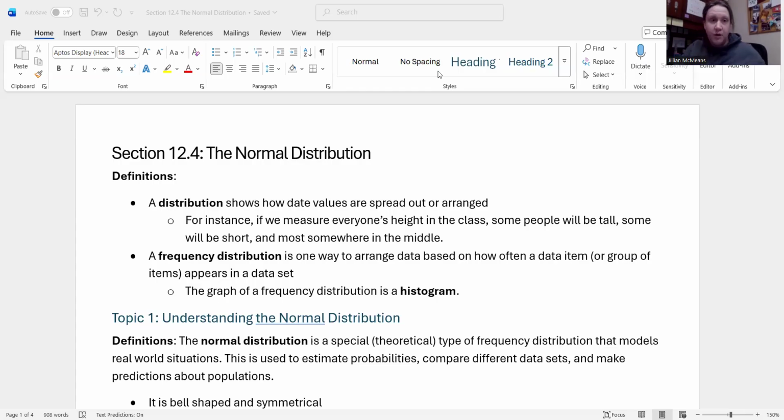For section 12.4, we're going to start talking about something called the normal distribution, okay? Let me find my pen. Unfortunately, there's a lot of description in this section of notes, so there's going to be lots of words, lots of talking at first, then we'll get into practicing some of this stuff. So we do need to recall a few things.